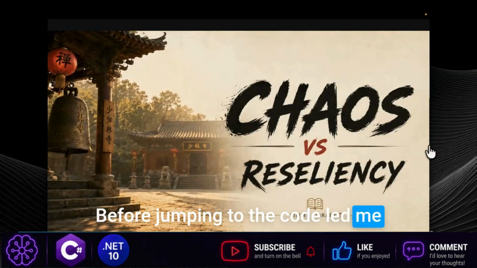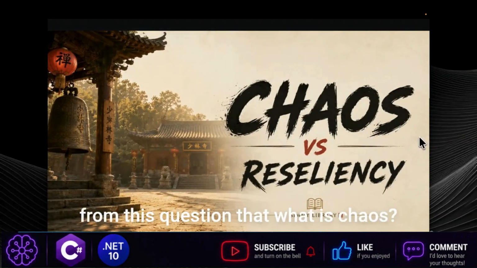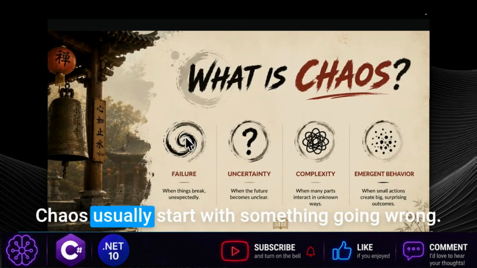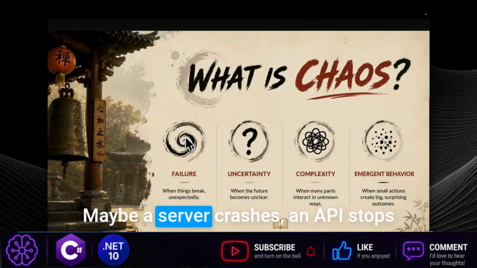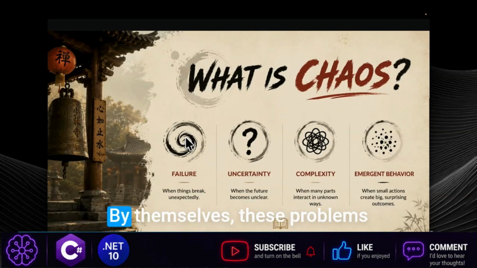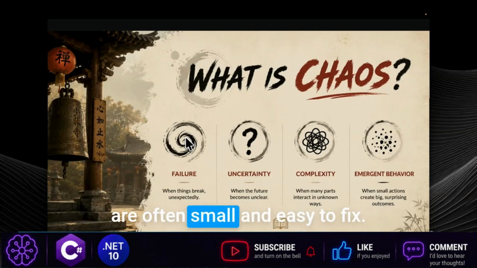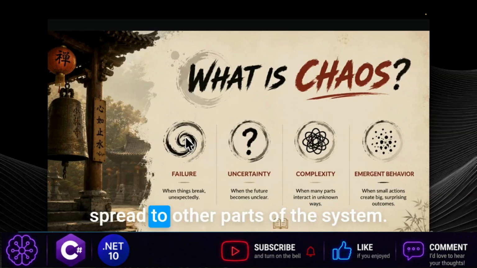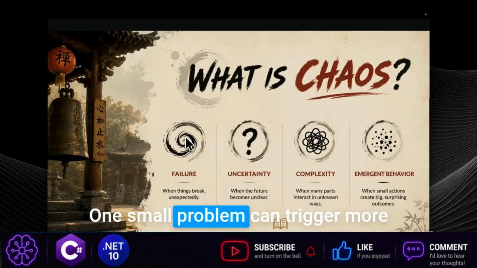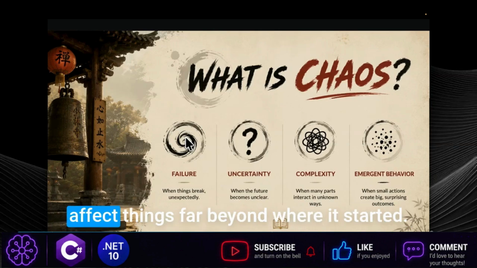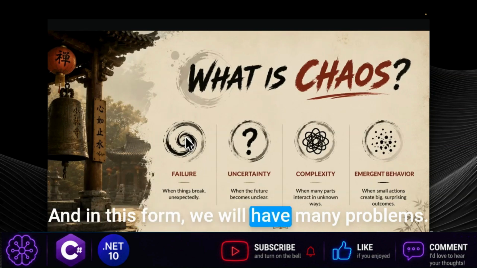Jumping to the code, let me talk a little about chaos and start from this question: what is chaos? The first one is failure. Chaos usually starts with something going wrong. Maybe a server crashes, an API stops responding, or an AI agent makes a bad call. By themselves, these problems are often small and easy to fix. The real issue starts when the failure spreads to other parts of the system. One small problem can trigger more problems, creating a chain reaction that affects things far beyond where it started. And in this form, we will have many problems.